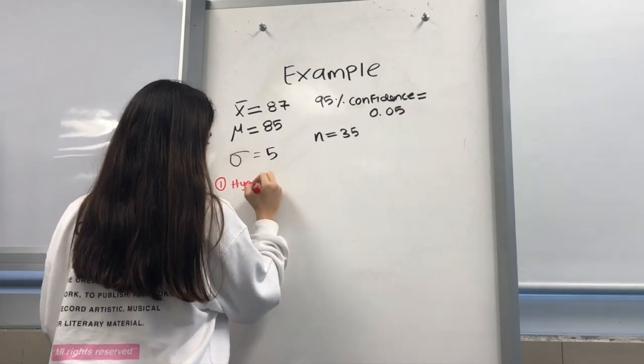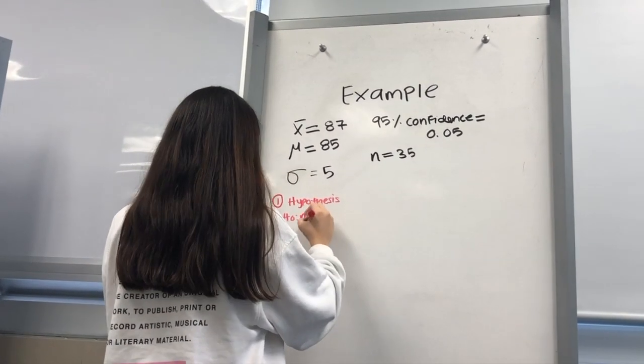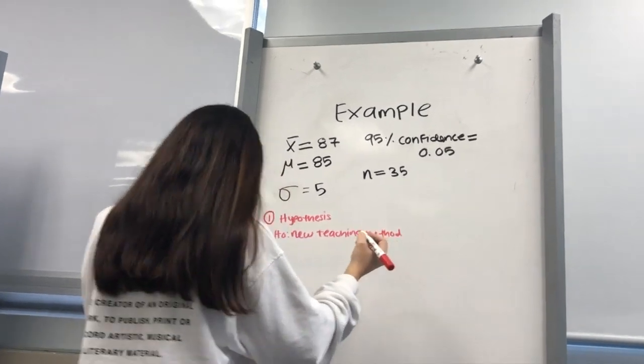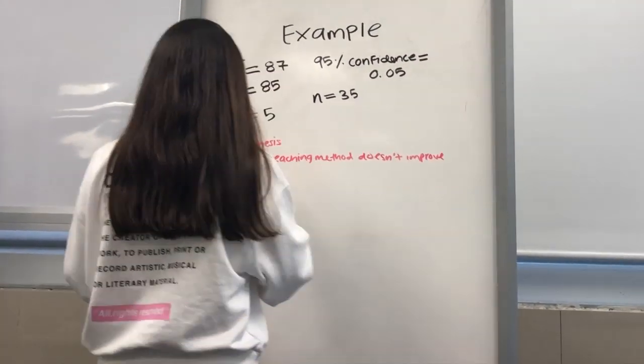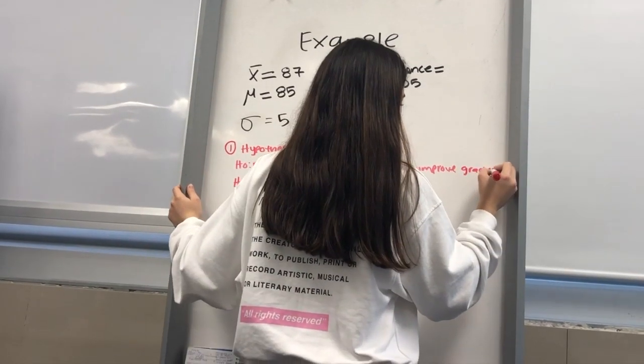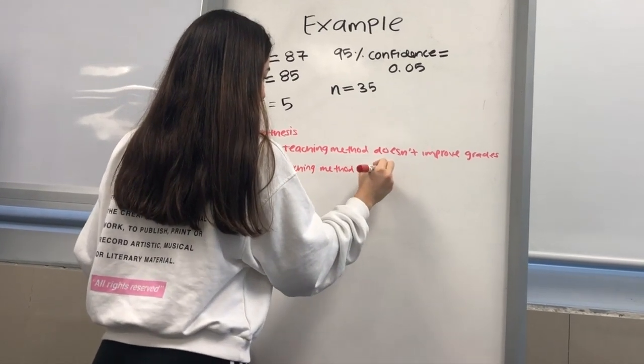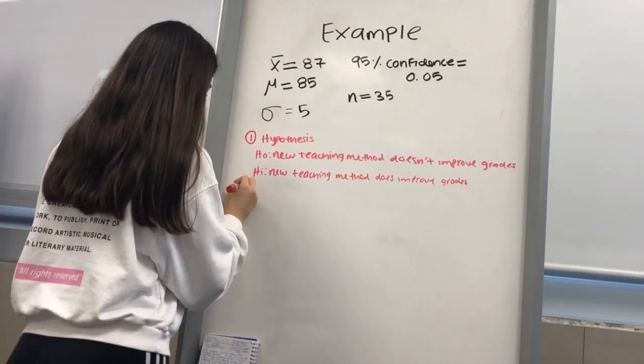Our first step is to state our hypothesis. By reading the problem, you know that you need to find the difference between testing the old method versus the new method. Our null hypothesis, H0, is that the new teaching method doesn't improve your grades, and the alternative hypothesis, H1, is that the new teaching method does improve your grades.